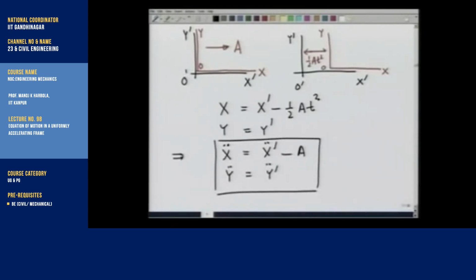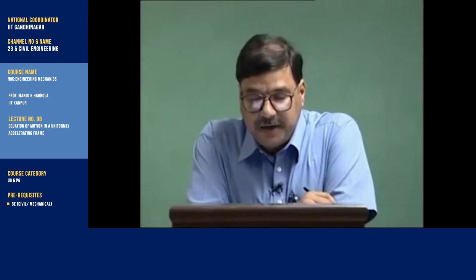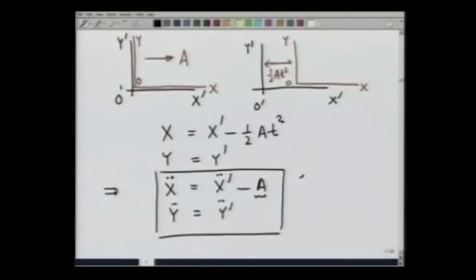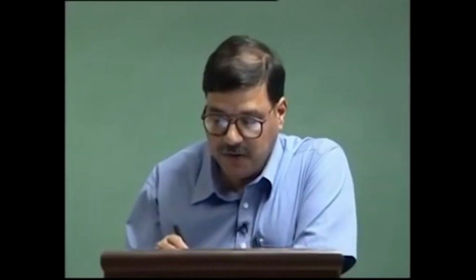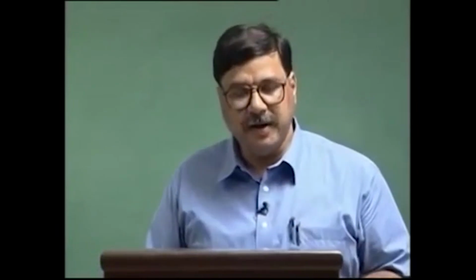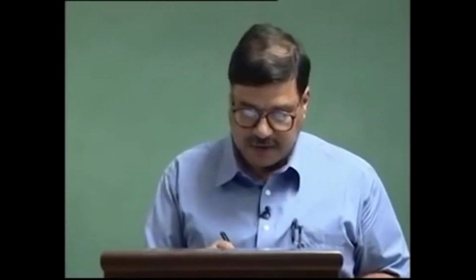So, you see acceleration in the accelerating frame has decreased by an amount a. If x prime double dot is 0, that is, the acceleration in the fixed inertial frame is 0, you see that x double dot is equal to minus a. That is, you will see things moving past you, accelerating backwards. And the way we explain it, as I said earlier, is by introducing a pseudo force. Let us see how that comes about.